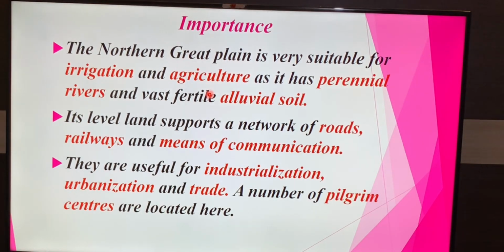Agriculture and irrigation are concentrated on the Northern Great Plain because it has perennial rivers. A perennial river means a river which flows for the whole year, and it also has fertile alluvial soil. As it has level land, it is suitable for roads, railways and means of communication. Industrialization, urbanization and trade are concentrated here, and we have a number of holy places. These are the importance of the Northern Great Plain.